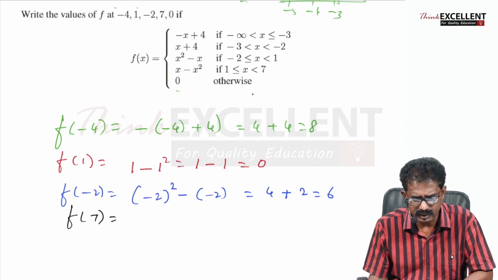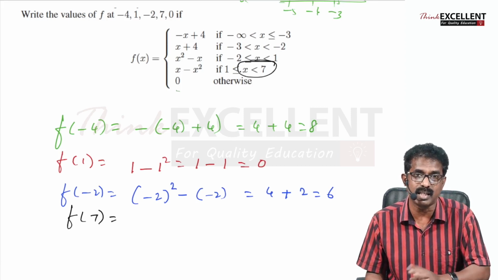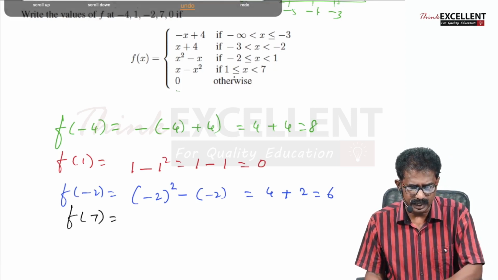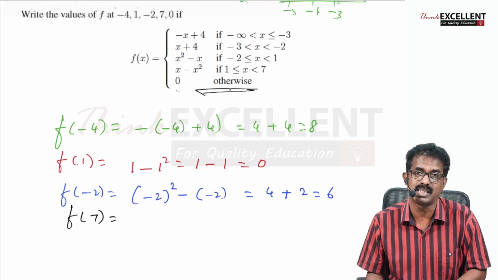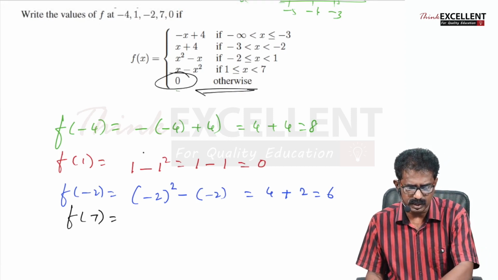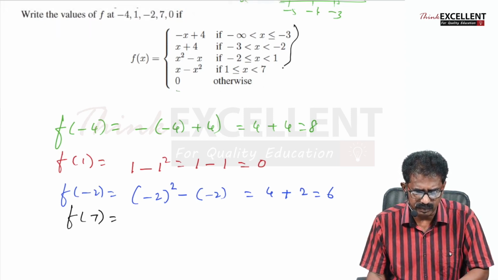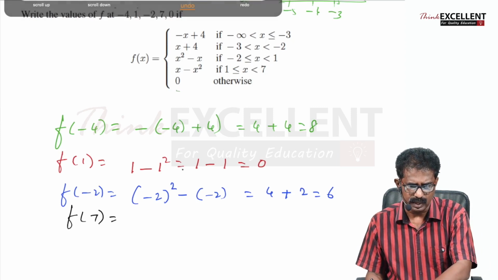Listen, where is 7? Here you have a 7, but it is not there. It is x less than 7, not less than or equal to, right? So you can't take that one. So it comes in otherwise. In all other cases, what is the f of x value they have given us? 0. Since 7 is not in any of the first 4 cases, your answer is 0.